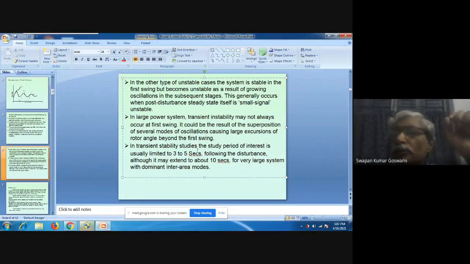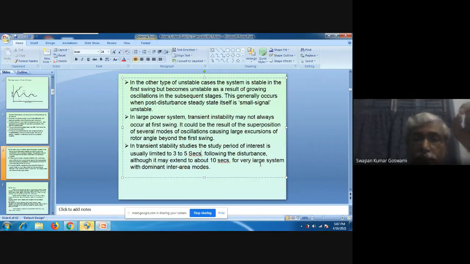How long we will be solving the differential equation, how much time? It will be from 3 to 5 seconds, because if the system is stable, generally it will be indicated in this time. 3 to 5 seconds will be sufficient to say whether the system will be stable or not. Why 3 to 5 seconds? Because you see that in 3 to 5 seconds, obviously it will not be a case of first swing only, subsequent swings also will be appearing here.